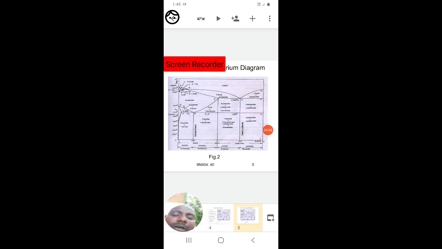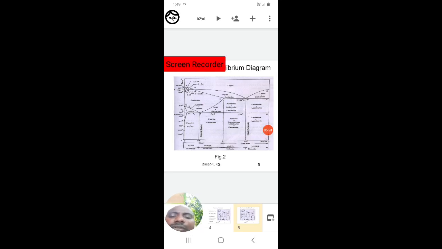Hypo means to some extent, 0 to 0.8. More than 0.8 is called hyper, meaning more than. That means hypoeutectoid and hypereutectoid steel. Similarly, 2 to 4.3 is called hypoeutectic cast iron, and 4.3 to 6.67 is called hypereutectic cast iron.